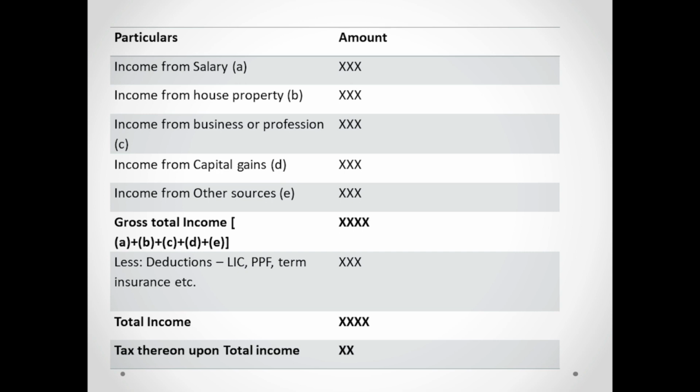Though you might have deductions like LIC, PPF, term insurance, that is okay, but you have to tell the income tax department by filing your return of income that, see, this is my gross total income, this is my deduction, and this is my total income. Since the total income is below 2,50,000, I am not liable to pay any tax. Thereby the department is trying to tell that even though your total income is below the limit, if your gross total income is above 2.5 lakh, you have to file the return of income.